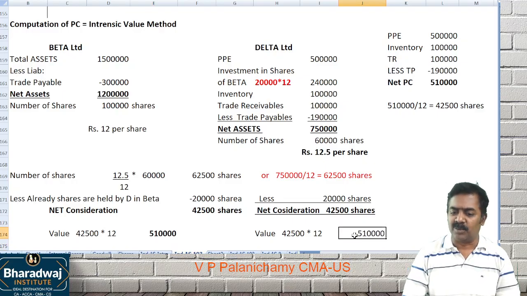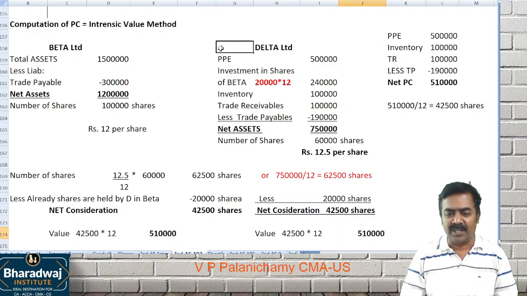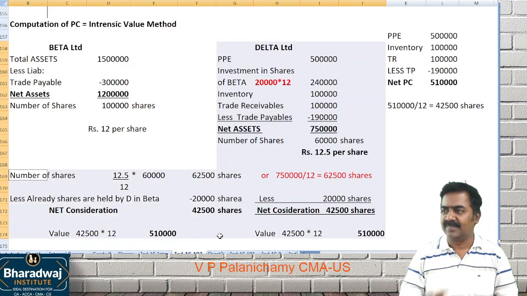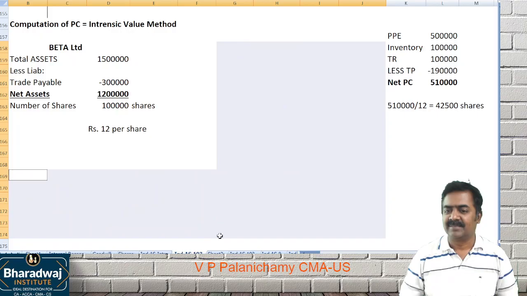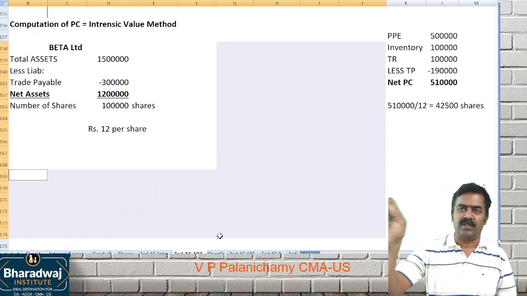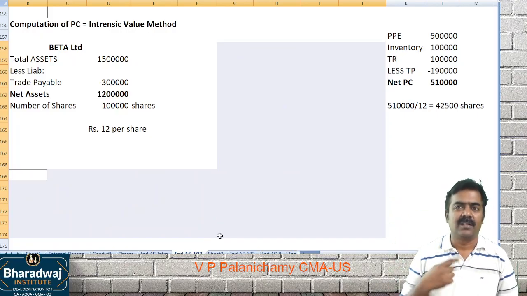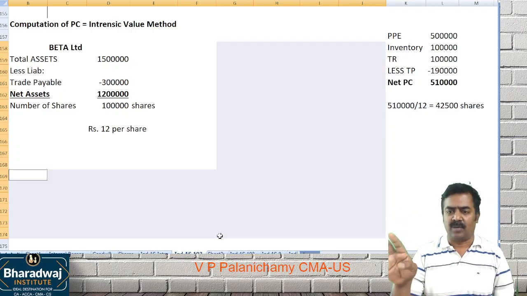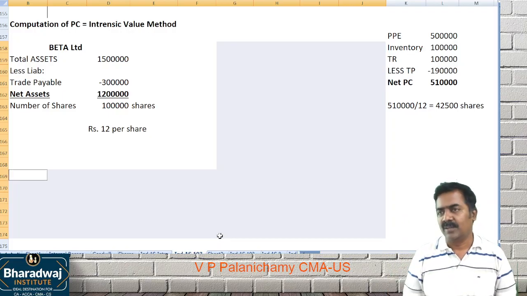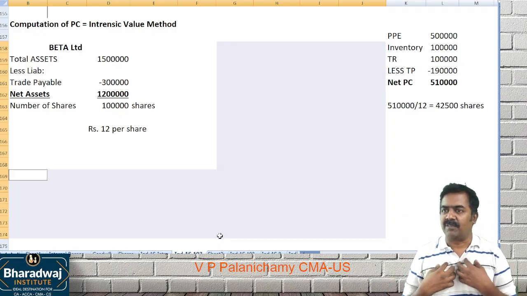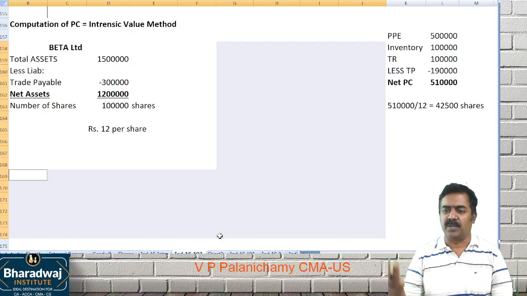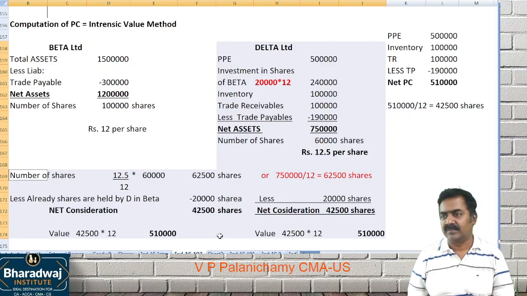The third method is the easiest method. You need not work out even this. You need no working at all; this working can be completely avoided. What is the asset I am going to take over? Your plant 5 lakh, your inventory 1 lakh, your trade receivable 1 lakh, minus trade payable 1,90,000. So what is the net asset I am taking over? 5,10,000. What is my share value? 12 rupees. Now what should I give you? 42,500 shares into 12 will give us 5,10,000.